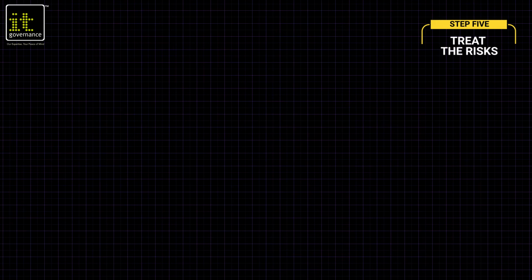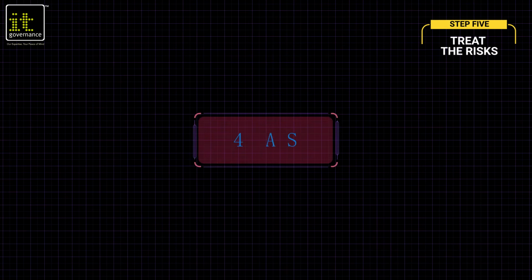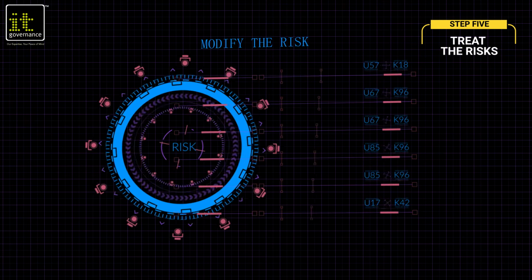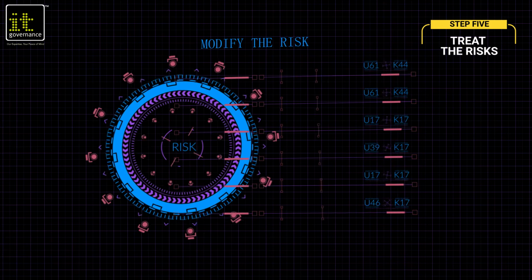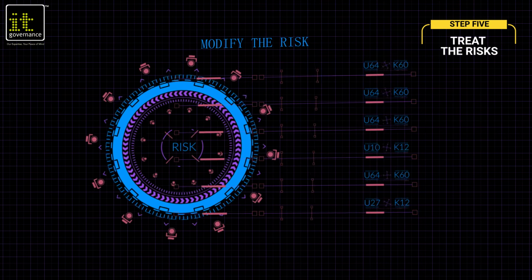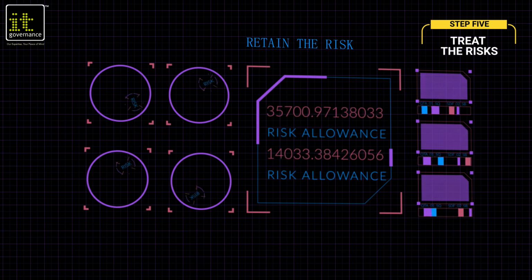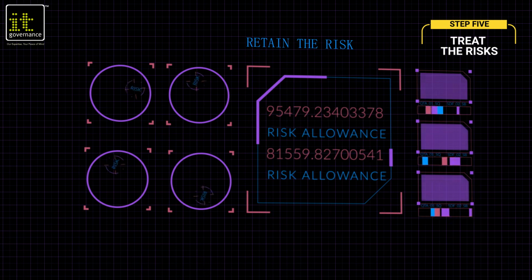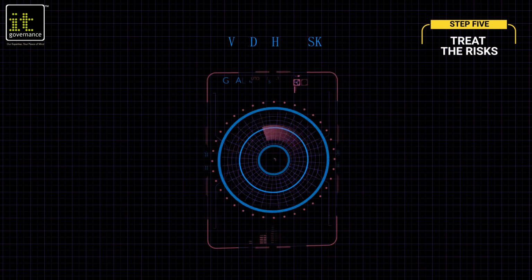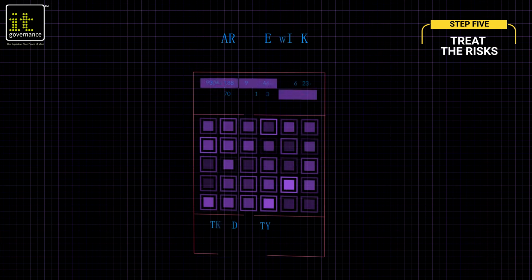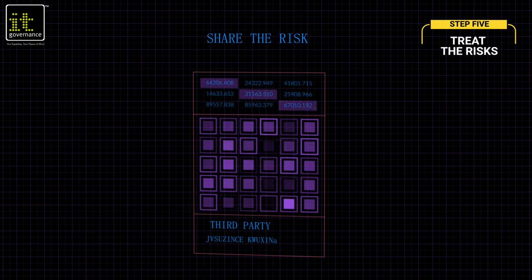Step 5. Treat the risks. There are 4 ways that organizations can treat risks. Modify the risk by applying security controls to reduce the likelihood of it occurring and/or the damage it will cause. Retain the risk, if it falls within previously established risk acceptance criteria or via extraordinary decisions. Avoid the risk by changing the circumstances that are causing it. Share the risk with a partner, such as an insurance firm or a third party that's better equipped to manage it.